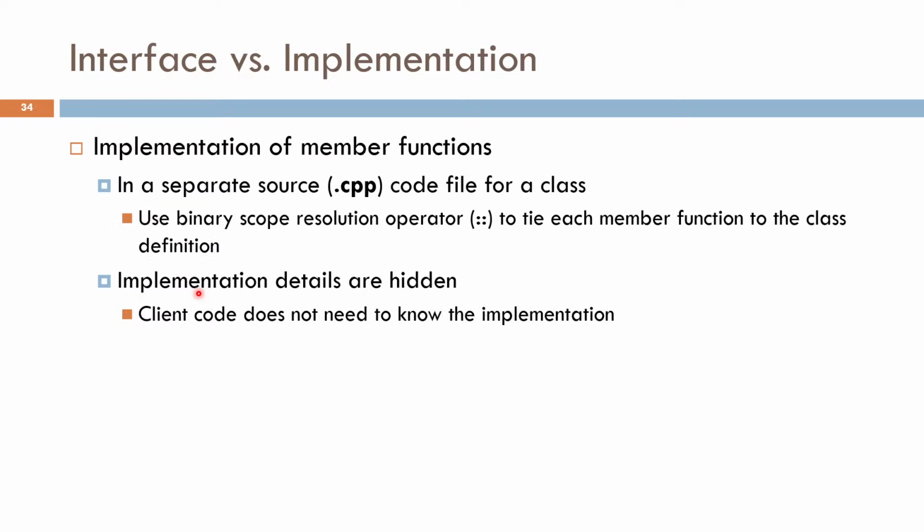Your implementation, on the other hand, is going to be all your CPP files, your C++ files, so .cpp extensions. And you can use the binary scope resolution operator, which is going to be a double colon, and this is where I'm going to get to the second way of how you can actually write your classes, to actually go about defining how your classes and how your member functions are supposed to operate and so forth.